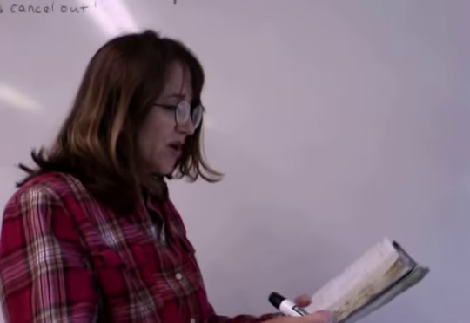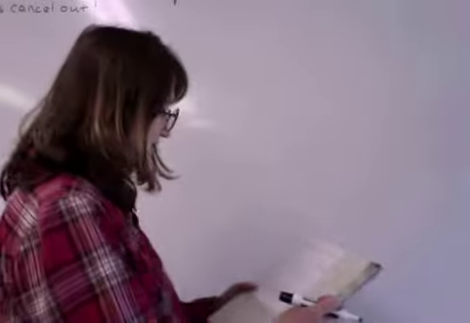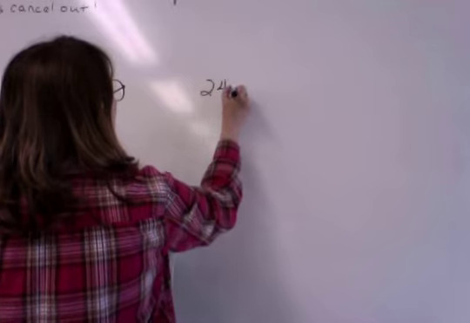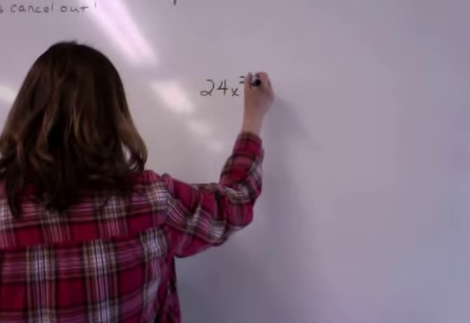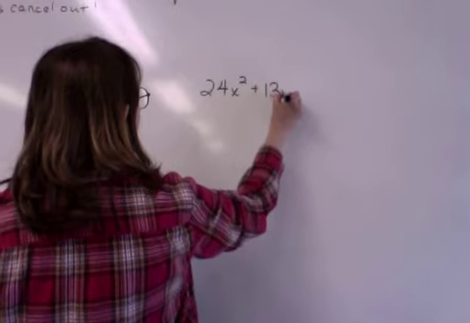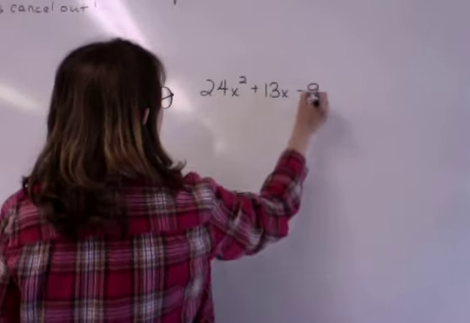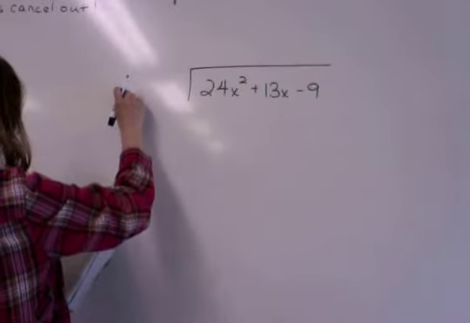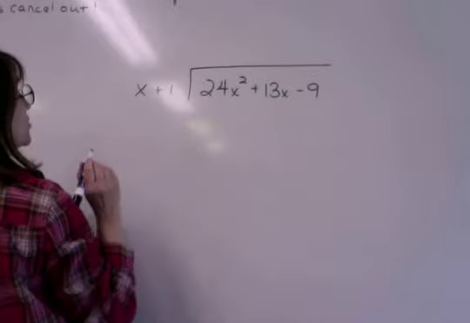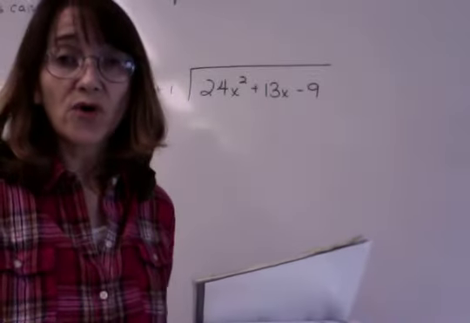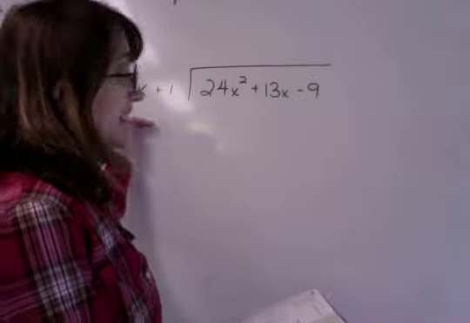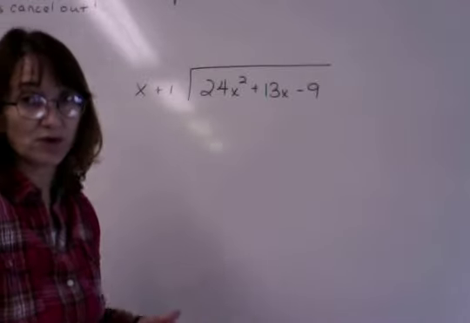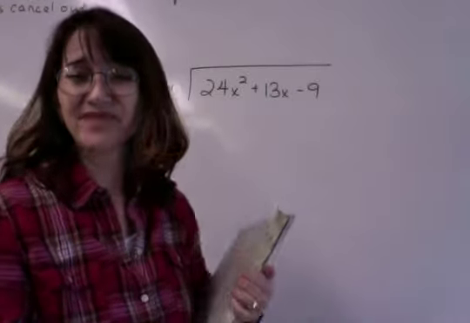So we're going to start with 23. So let's set up 23. I have 24x squared plus 13x minus 9, and that is going to be divided by x plus 1. So when you have a binomial or a polynomial being divided by a binomial or a polynomial, you're going to have to set up this long division problem. All right? That's just how it be.